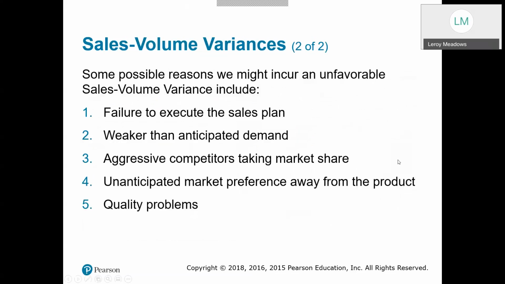So now let's talk about some possible reasons we might incur an unfavorable sales volume variance. Maybe we failed to execute the sales plan. Maybe there was weaker demand. Maybe we had some aggressive competitors taking market share. Maybe the market just chose they wanted to go a different way. Maybe we had quality problems. So there are some reasons why we may have had some sales volume variances.